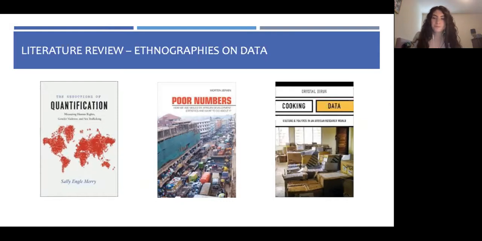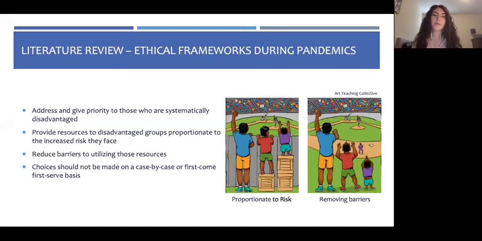which does have real-world consequences for societies. The second set of literature that I draw from is public health and medical literature describing how to ethically allocate resources during a pandemic. Public health literature argues that during a pandemic, public health authorities must, 1, address and give priority to those who are systematically disadvantaged, 2, provide resources to disadvantaged groups proportionate to the increased risk they face, which is seen in the image on the left, and 3, reduce barriers to utilizing those resources, which is conceptualized in the image on the right. The medical literature contributes by arguing that choices should not be made on a case-by-case or first-come, first-served basis, as that would further exacerbate inequality, which would be unethical.